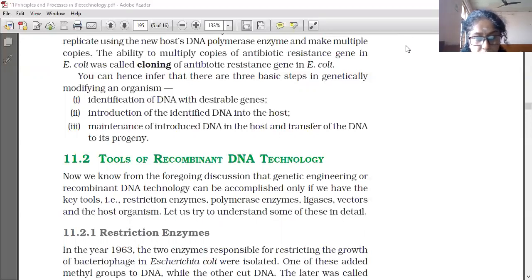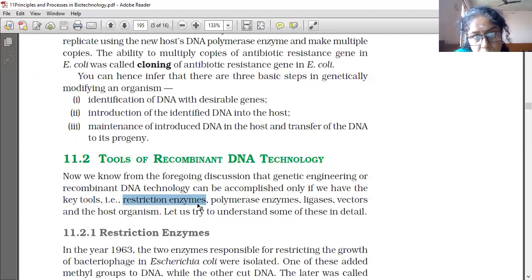We learned in the last session that genetic engineering, or recombinant DNA technology, can be accomplished only if we have the key tools. Only then can we accomplish this technology. Restriction enzymes we already learned about: the enzymes used to cut the DNA sequence are called restriction enzymes. They cut the DNA at a particular position.